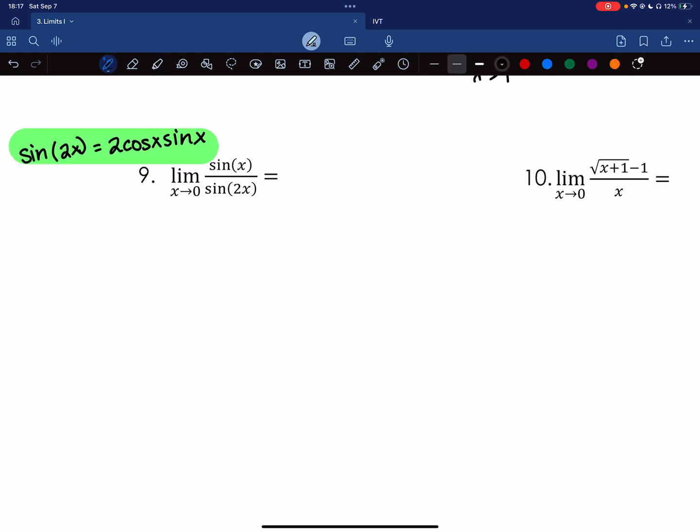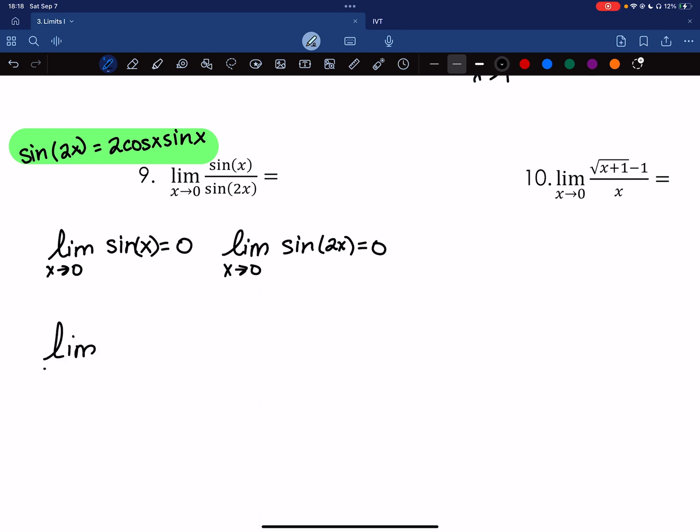Again, if I tried direct substitution, sine of 0 is 0, and sine of 2 times 0, which is sine of 0, is 0. So the limit as x approaches 0 of sine x equals 0, and the limit as x approaches 0 of sine 2x equals 0, making sure that we don't do that 0 over 0 notation because that's improper.